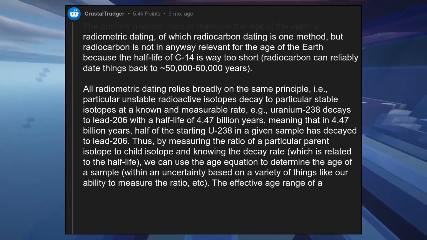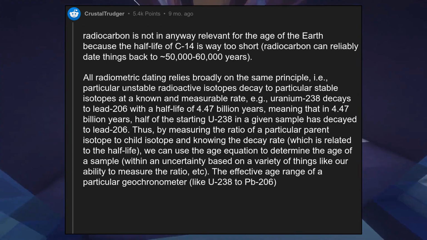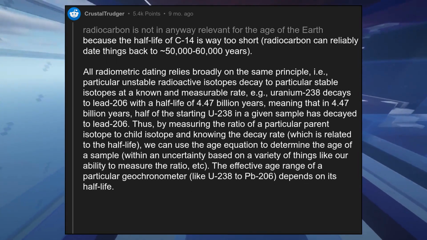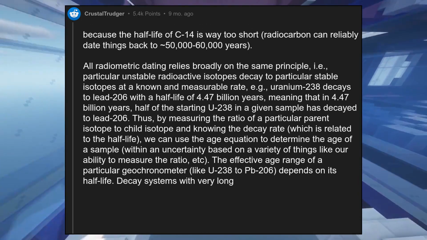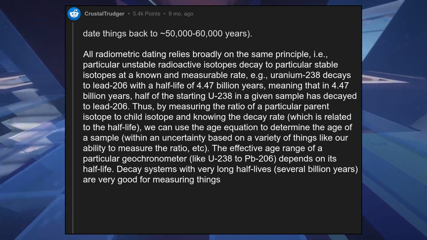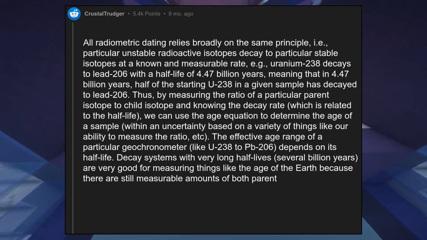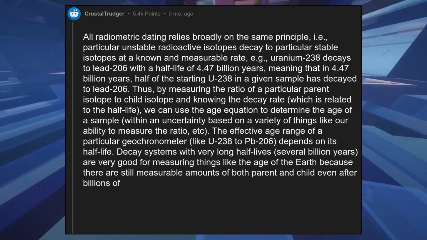The effective age range of a particular geochronometer, like U-238 to Pb-206, depends on its half-life. Decay systems with very long half-lives, several billion years, are very good for measuring things like the age of the Earth because there are still measurable amounts of both parent and child even after billions of years.